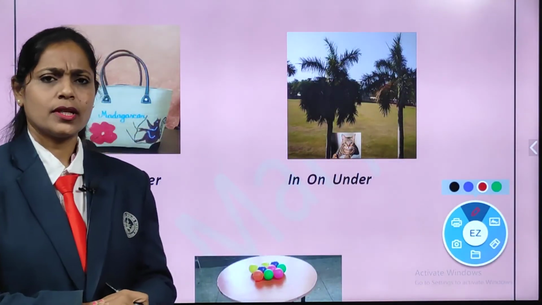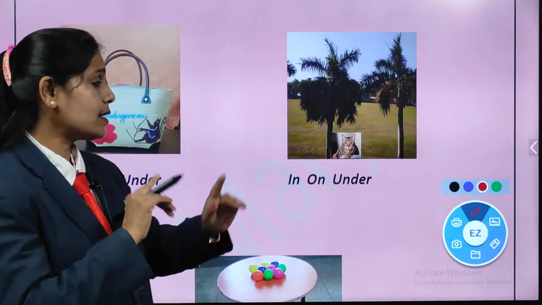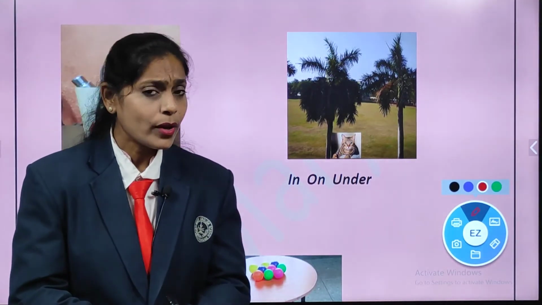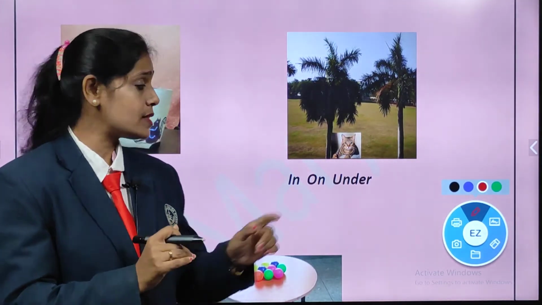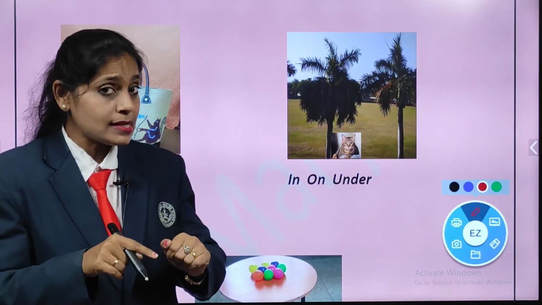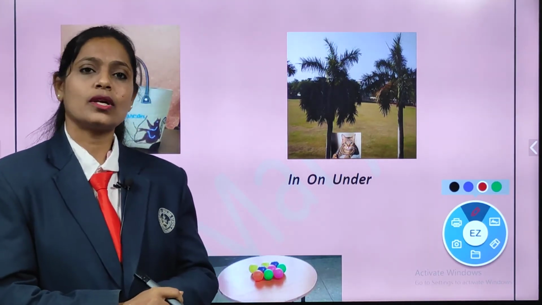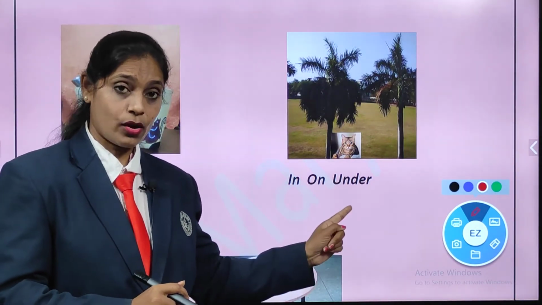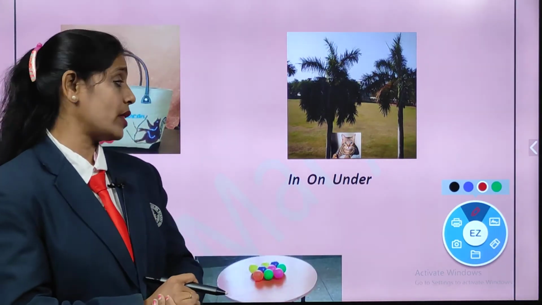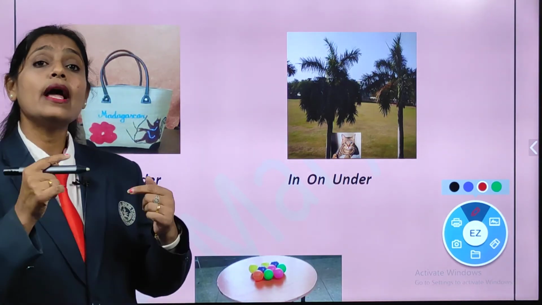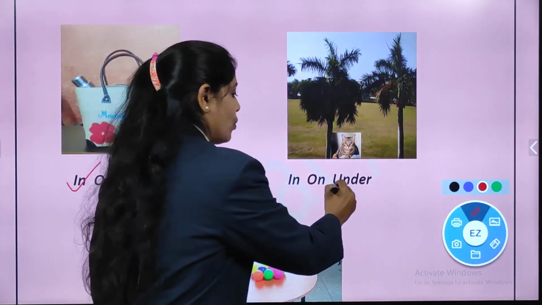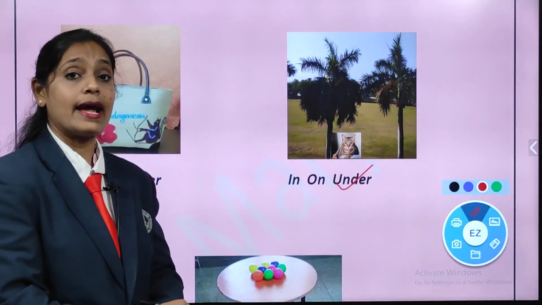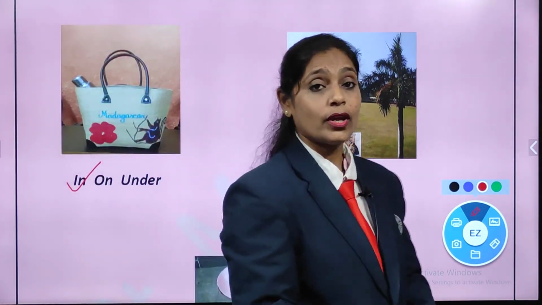Now in the same way, look at this picture. Can you see the cat? And a big tree is there. And where is the cat? Yes, she is sitting down. Down means under. So what are we going to circle? In? No. On? No. Then we are going to put a tick mark on under. So here you are going to put a tick mark because the cat is under the tree.